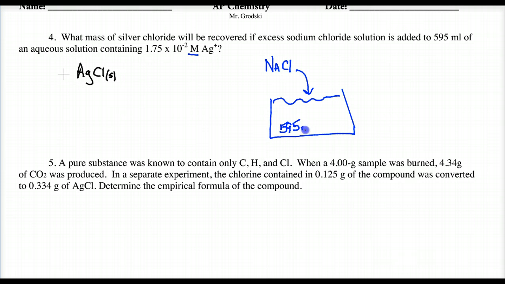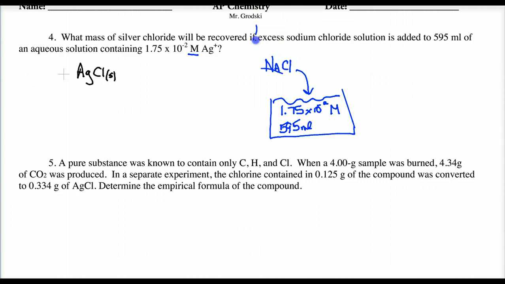595 milliliters of a certain molar solution, 1.75 times 10 to the negative 2. Never understood why they use scientific notation for such small, reasonable numbers you can write in any case. So that's the molar solution. So they want to know how much. They're giving me the molarity, they're giving me the volume. Very quickly I can get the moles, how many of them. But we're using what mass will be recovered.